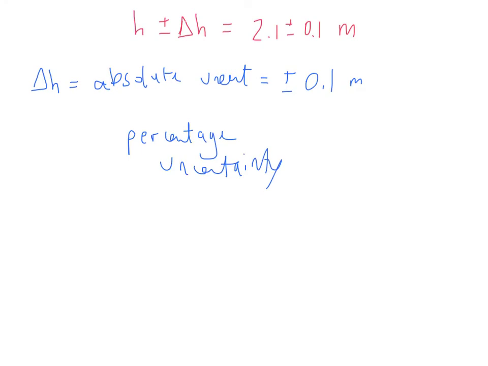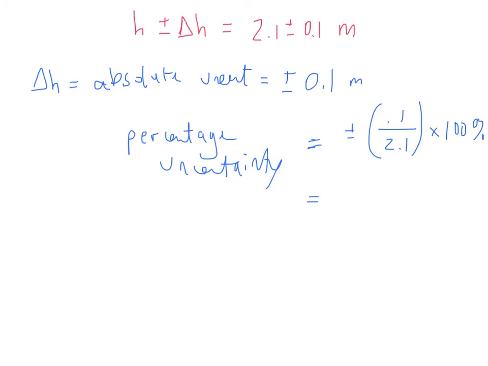And here's the rule for percentage uncertainty. You take the plus or minus, the absolute uncertainty, and rewrite it as a percentage of the measurement, the value. In this case, it's going to be 0.1 over 2.1, right? The units of meters will be in the numerator and denominator, and they'll cancel out. And we multiply it by 100% to convert it to a percentage.